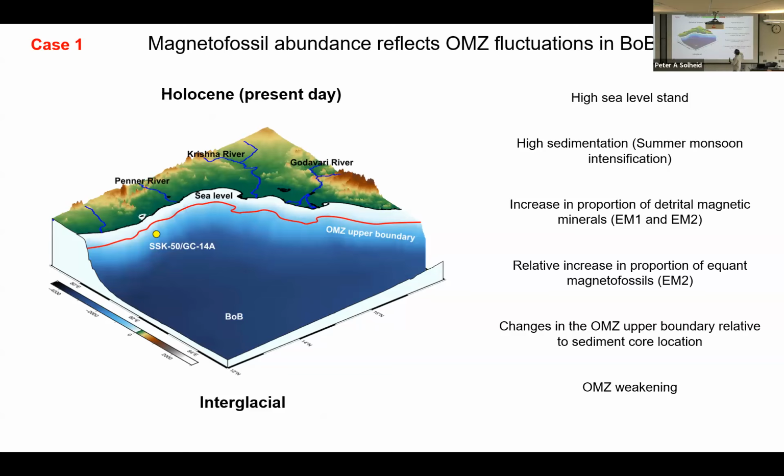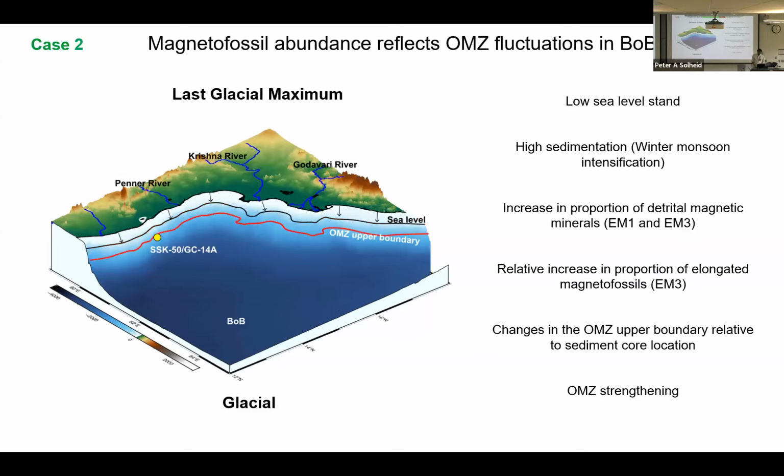During the Holocene, we see that the proportion of EM1 and EM2, that is detrital magnetic minerals plus biogenic soft magnetic minerals, has increased. So the proportion of biogenic soft magnetic minerals increased. This happens when we have an introduction of oxygen into that oxygen minimum zone. That means there is an OMZ weakening in that region. That's why we are getting a higher proportion of equant magnetofossil, which I showed previously on one of the slides.